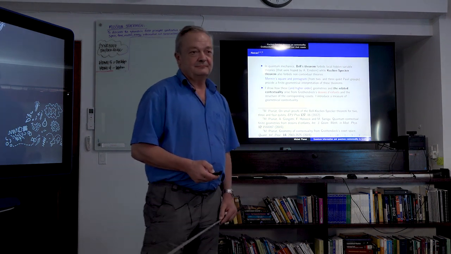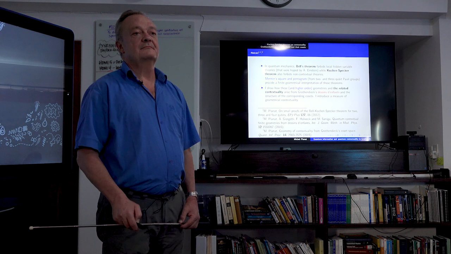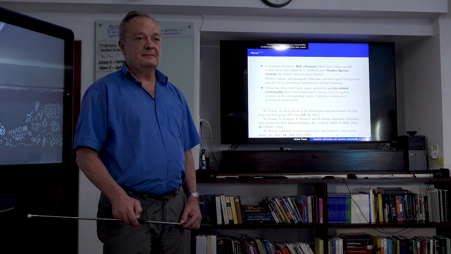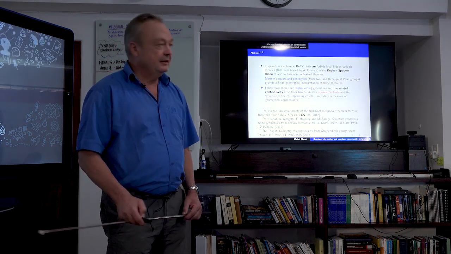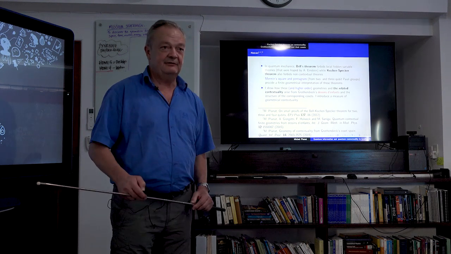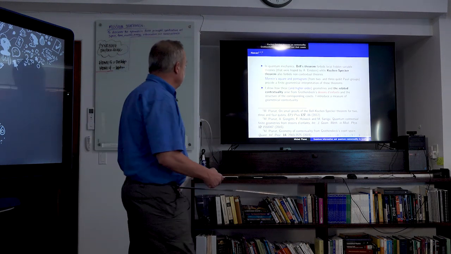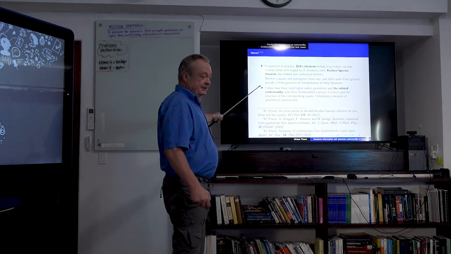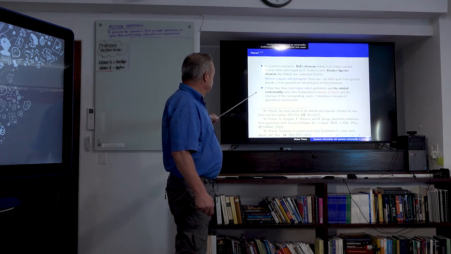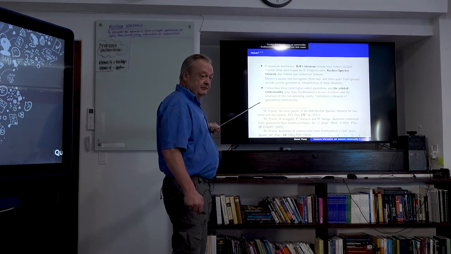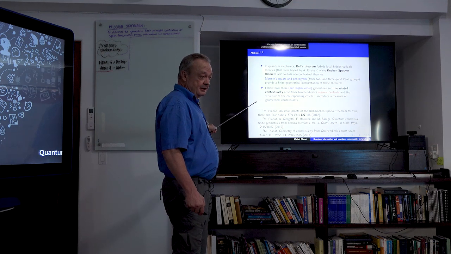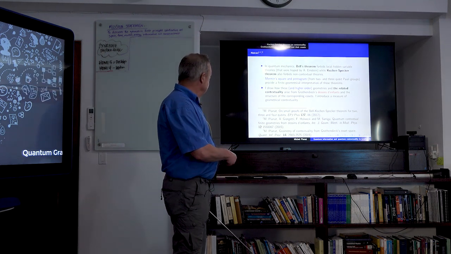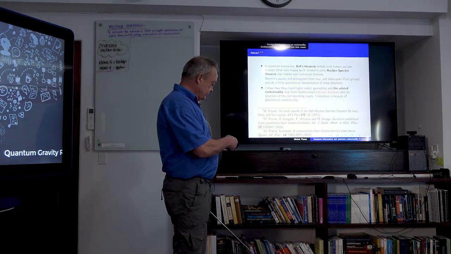Well, the Aspect experiments allow for certain classes of non-local and non-deterministic theories. Yes, precisely. I will talk about that. Aspect has to do with this part, and there is another part, which is more general, which is quantum contextuality. Precisely, this is what I will be talking about afterwards.